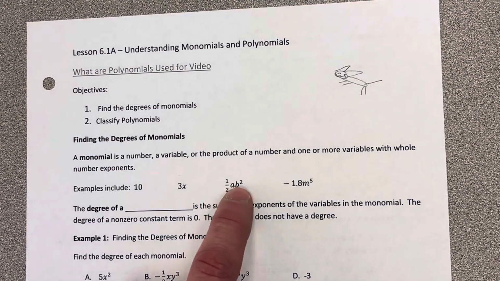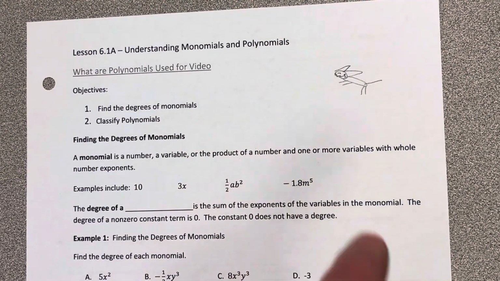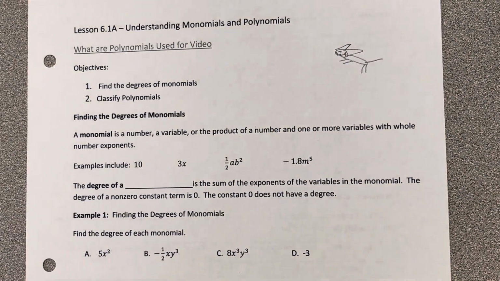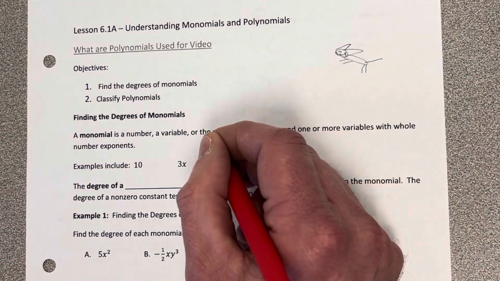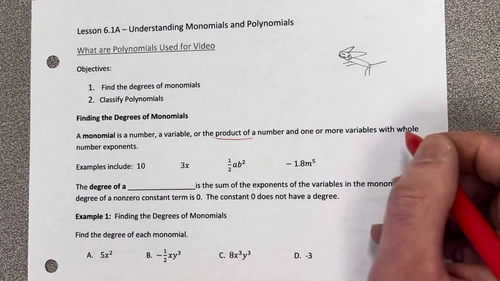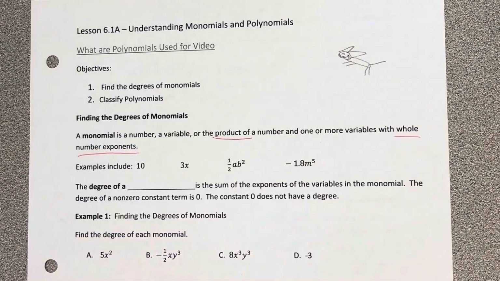They can have lots of multiplication in them, but what you're going to find out is there can't be any addition or subtraction within them. That'll make it not a monomial, it'll make it a polynomial, actually. So here's what's kind of interesting: it can be a product, and it's got to have whole number exponents, so be watching for that.